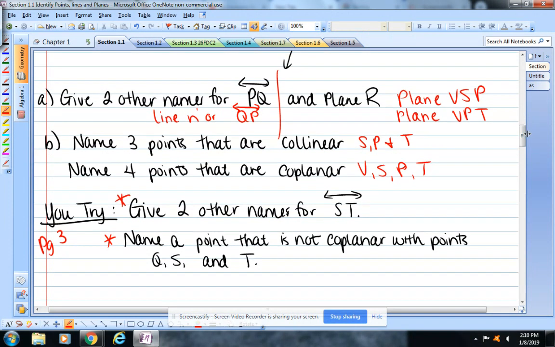I want y'all to answer these 2 questions. Use the same picture so you can look at your book. I know I've had to scroll. But look at your book on top of page 3. It's the same picture, except theirs is prettier than mine. I want you to give me 2 other names for line ST, and I want you to name a point that is not coplanar with points Q, S, and T. Now that is the kicker. That's a bonus question. So give it a shot.